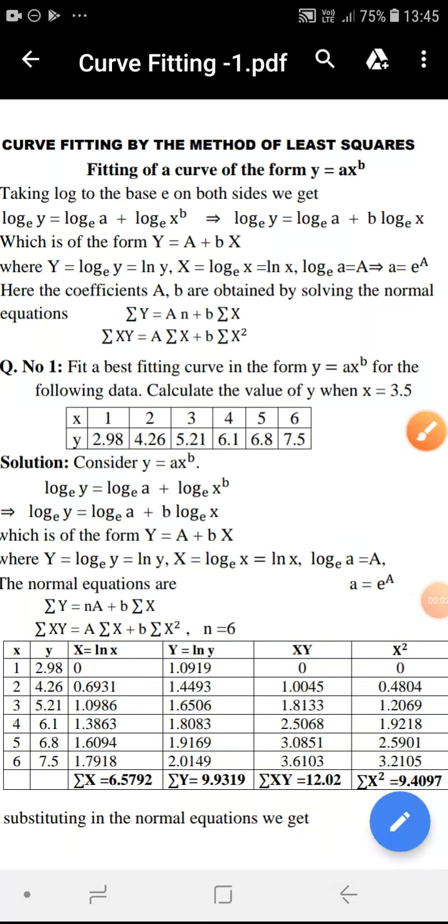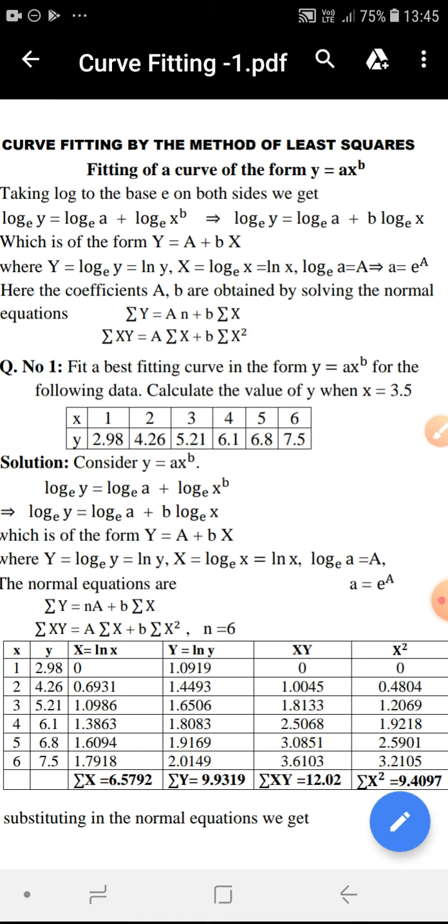We shall see fitting of the curve of the form y equal to a into x power b. To fit a curve of this form to the data, we need to calculate a and b. In order to find a and b, we reduce this equation to the form y equal to a plus bx, which represents a straight line.